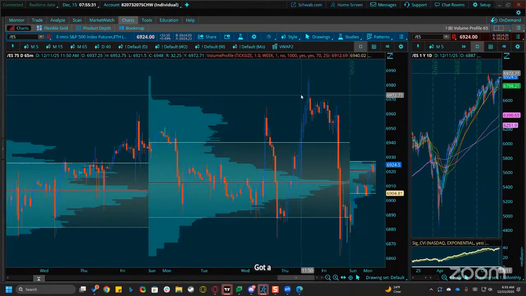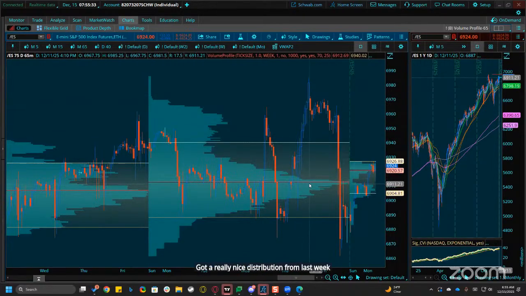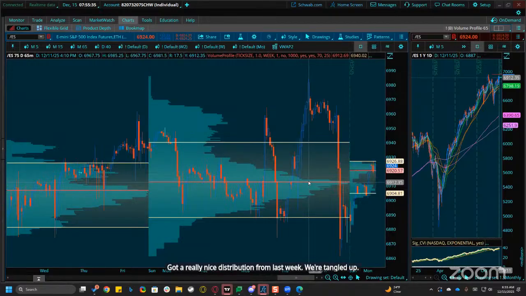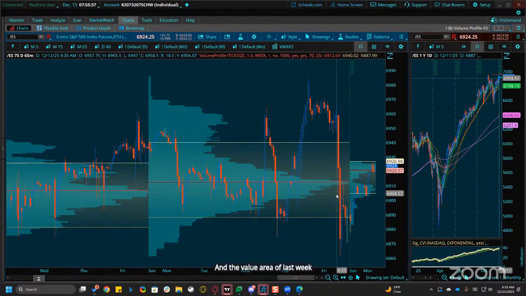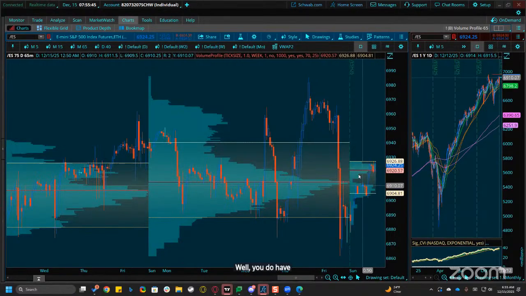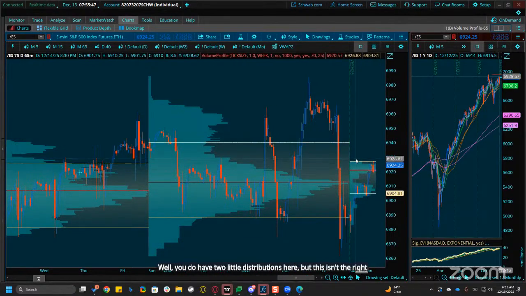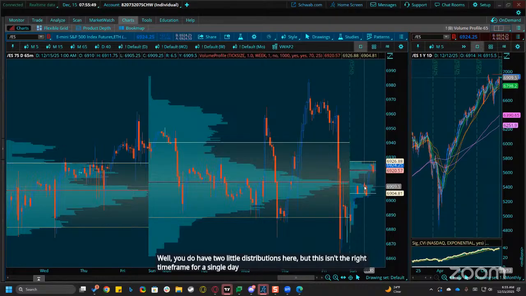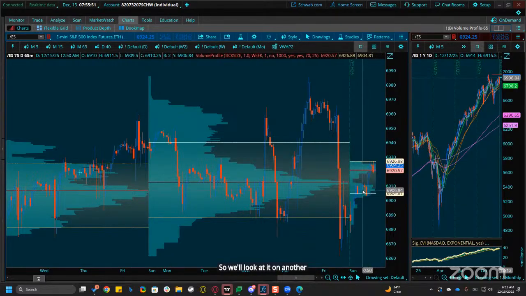Got a really nice distribution from last week. We're tangled up in the value area of last week. The point of control right now is just slightly higher, but the point of control is just getting started. We do have two little distributions here, but this isn't the right time frame for a single day. So we'll look at it on another chart.